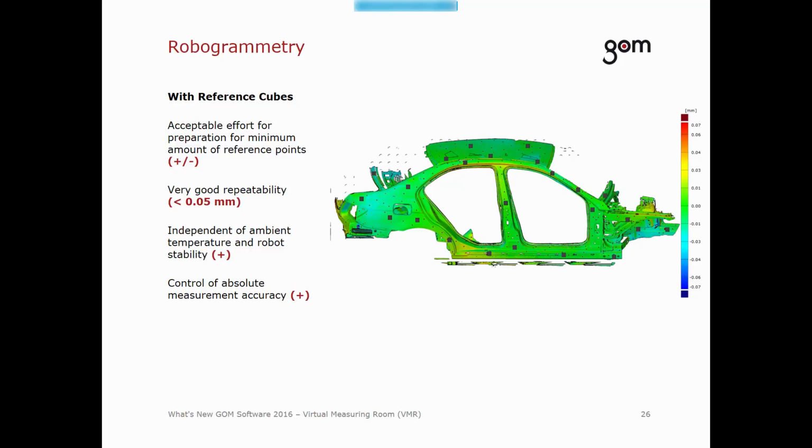Our new reference concept is called Robogrammetry. The process is independent of ambient influences like temperature and robot stability. To measure a full car body in white within acceptable tolerance, it is mandatory to have an accurate reference system to stabilize the transformations. Robogrammetry combines the start positions of the robot for the transformation and the absolute accuracy we achieve by using so-called reference cubes, and is our preferred concept.